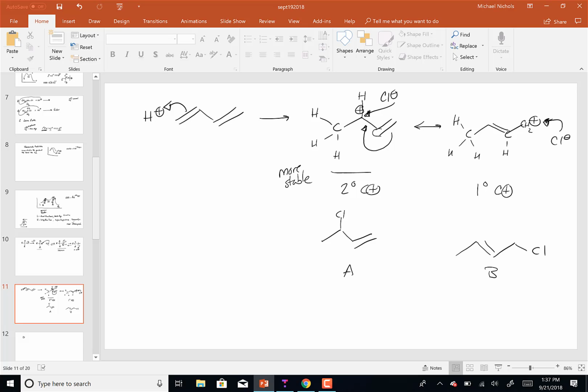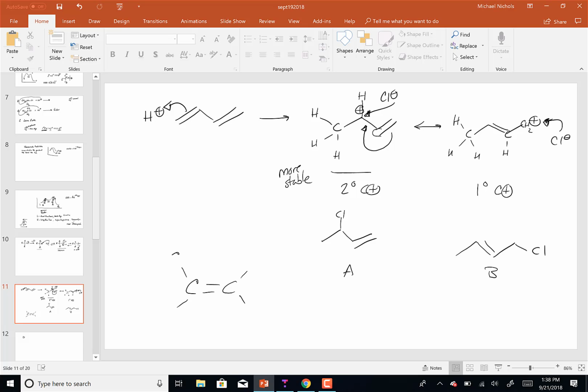So it turns out that double bonds become more stable when electron density gets pushed into them. Okay. So the more electron density that gets pushed into a double bond, the more stable it is. Well, how do I push electron density into a double bond? The same way I pushed electron density into a carbocation.